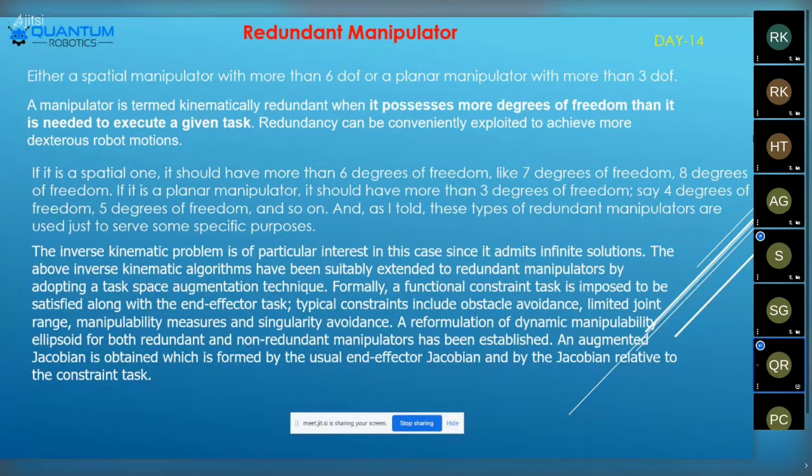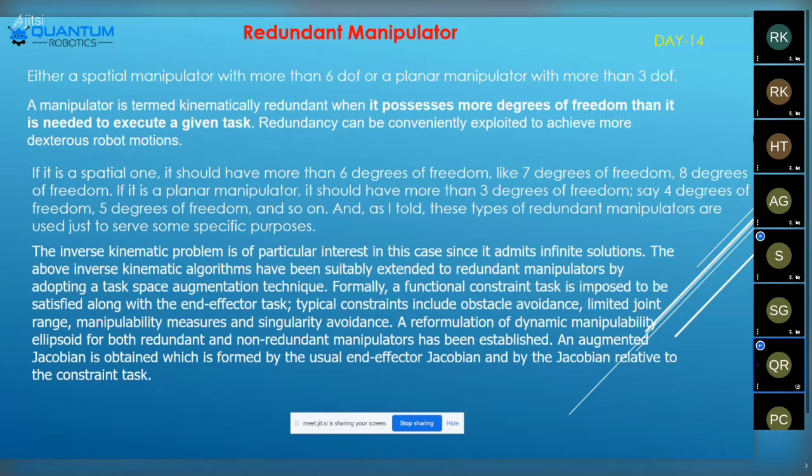In 3 degrees of freedom we use 2 links and 3 joints. For 4 degrees of freedom, one more joint is added, and one more link is also added. Like that, as the degrees of freedom increase, the links and joints are implemented accordingly.